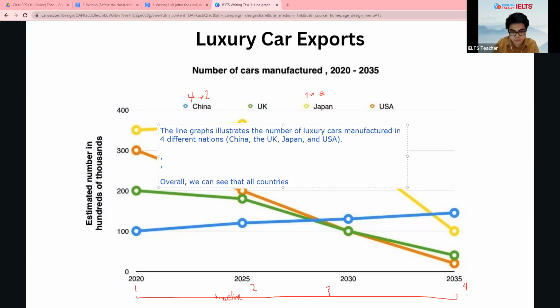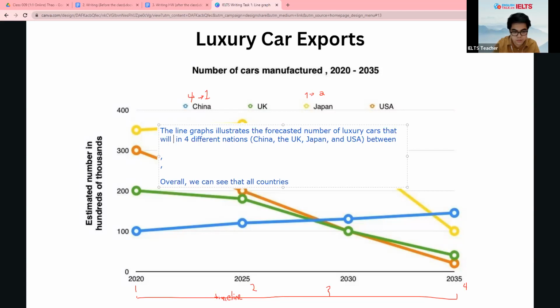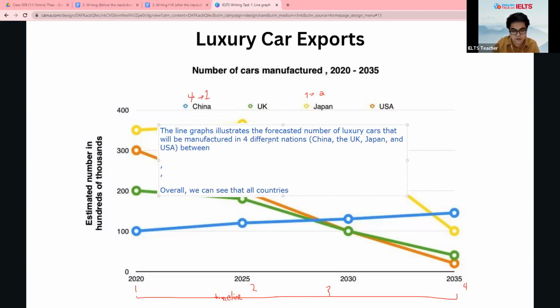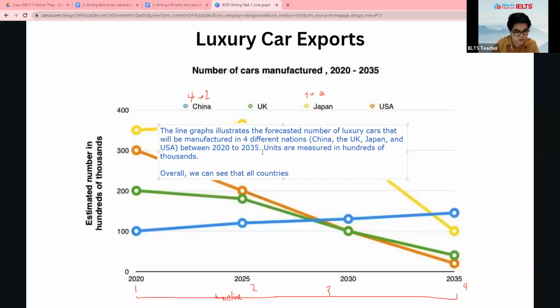Units illustrates the number of luxury cars in 4 different nations between forecasted that will be manufactured in 4 different nations between 2020 to 2035. Units are measured in hundreds of thousands. Okay, so this is how you can do this introduction.